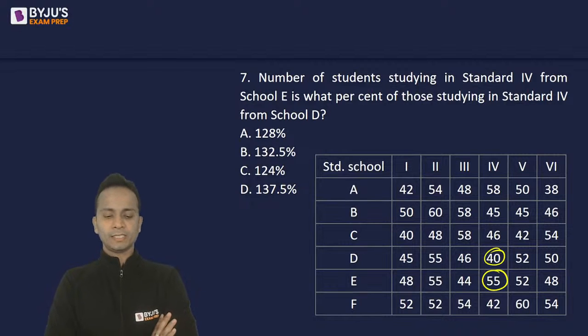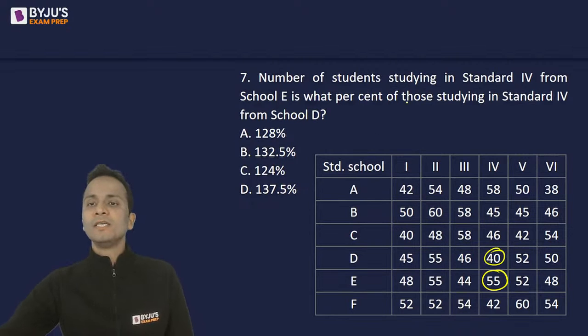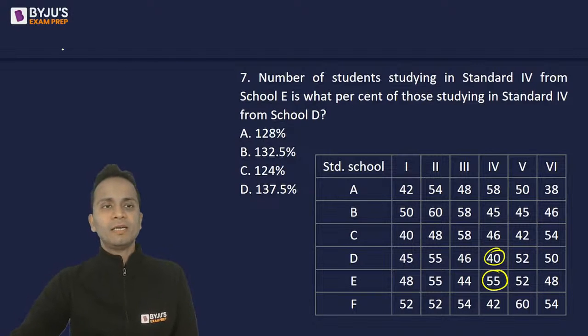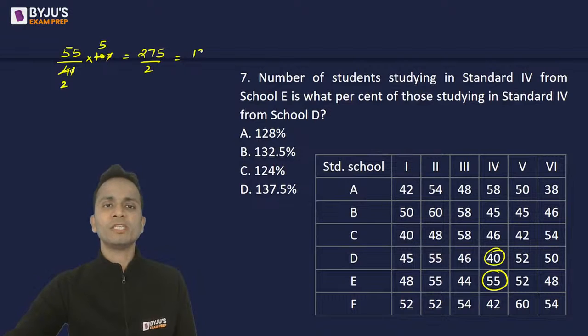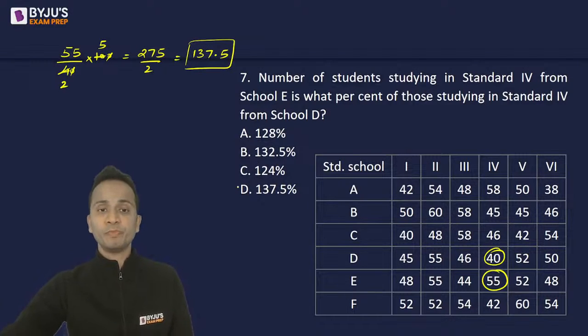All right, nice. Let's calculate. Now standard 4 school E, number of students is 55. Is what percentage of standard 4 school D, which is 40, multiplied by 100? Okay, this is what we have to calculate. Do some cancellations. Now 55 into 5 is 275 divided by 2. Now 275 divided by 2 is 137.5.